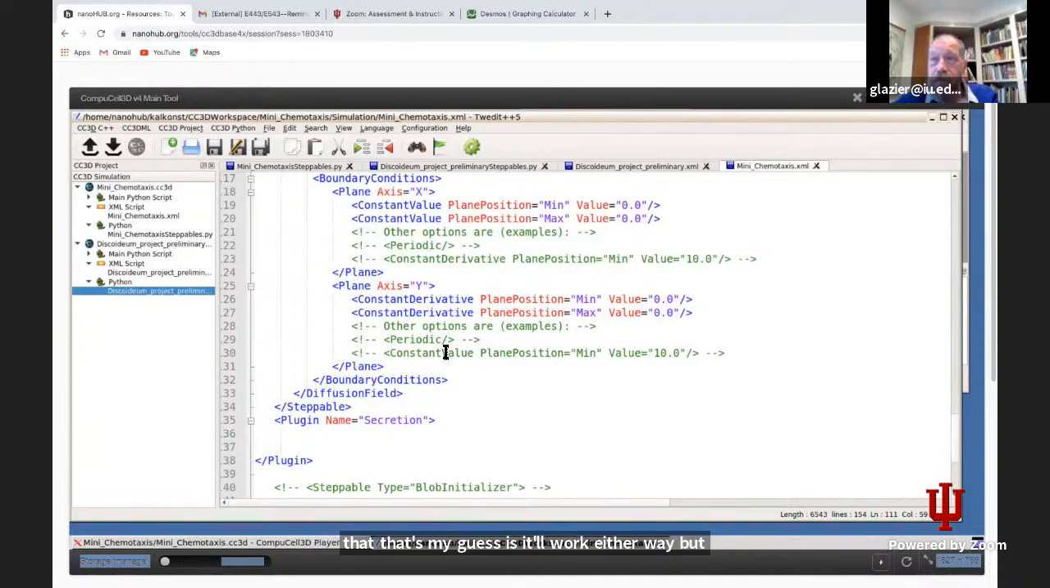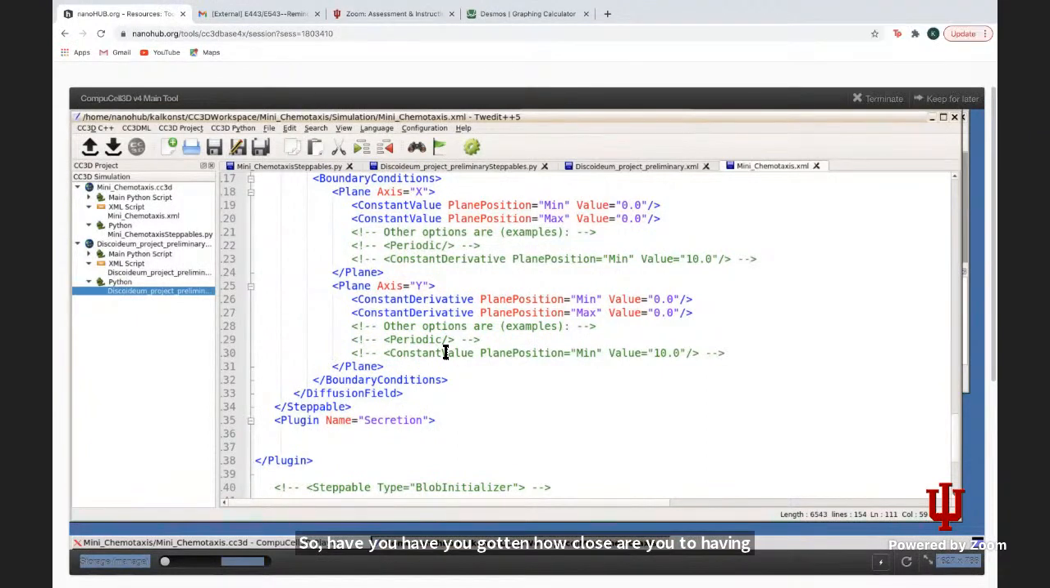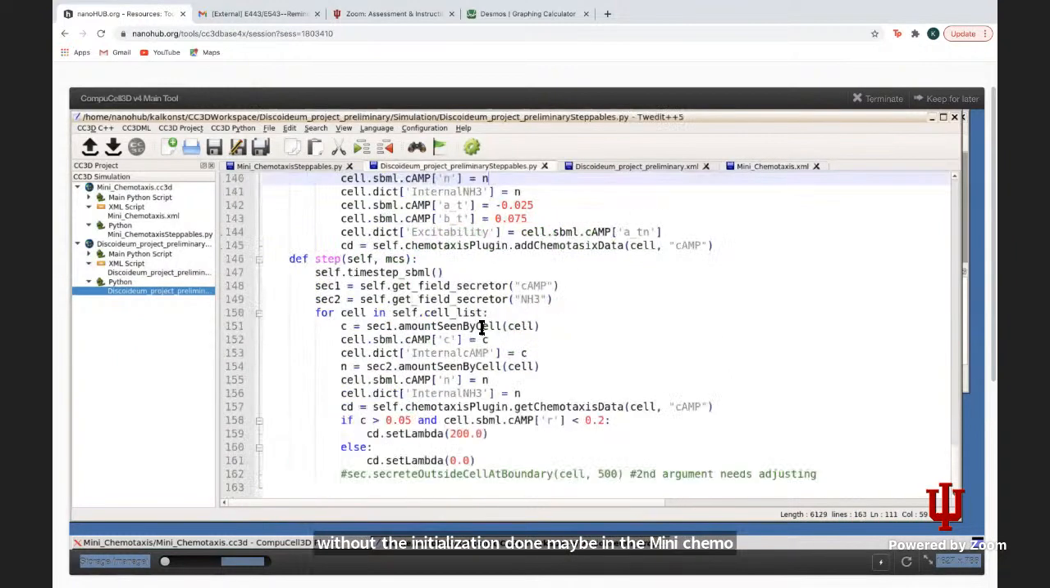Mm-hmm. So how close are you to having something you could try to run and see whether it does something? Depends on when I get that initialization done. I could probably run something maybe without the initialization done, maybe in the mini chemotaxis model. But as far as the full Dictyostelium model, we would need the initialization to have been accomplished first.